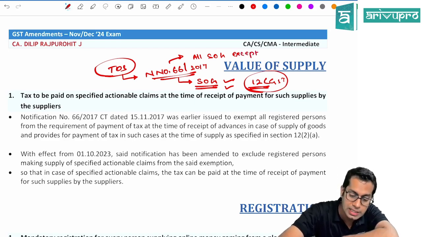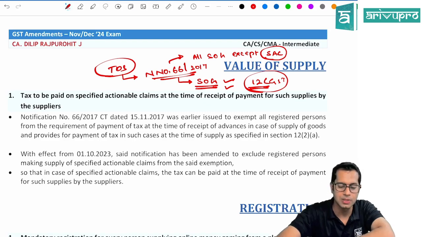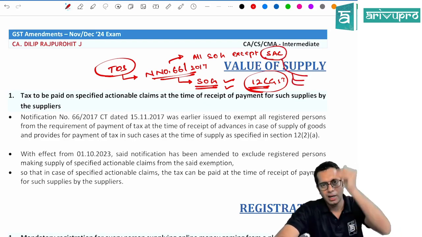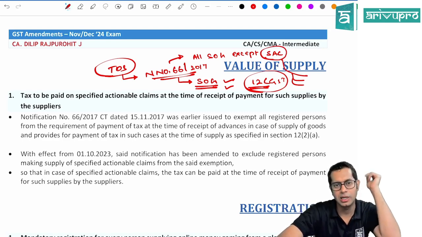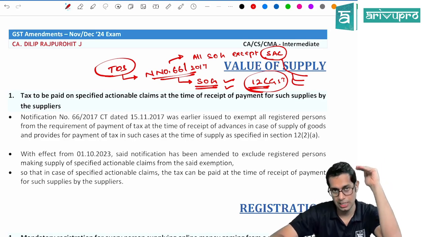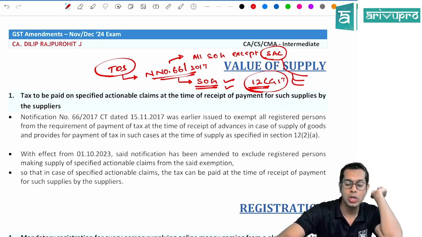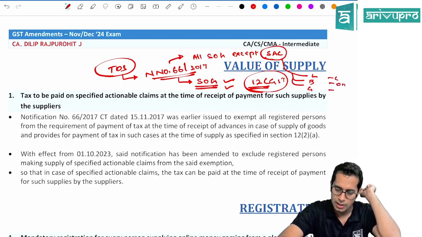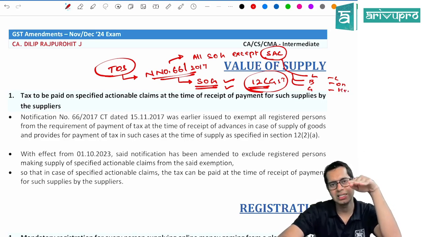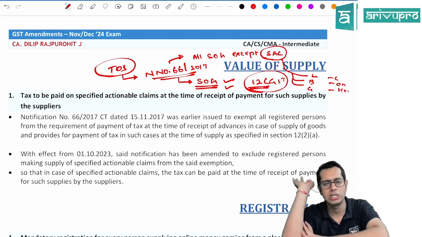They have told this notification is applicable in case of supply of goods except which goods, sir? Except specified actionable claims. Do you remember our first exemption entry which we discussed, specified actionable claims? We saw that there are some specified actionable claims, totally 6 items: lottery, betting, gambling, casino, online money games, and horse racing. For these 6 items, this notification is not applicable.